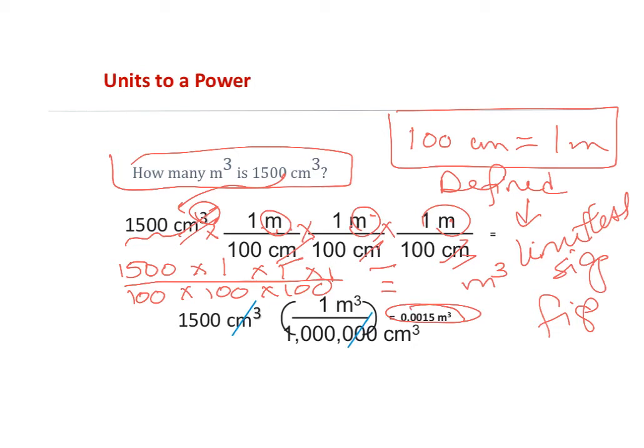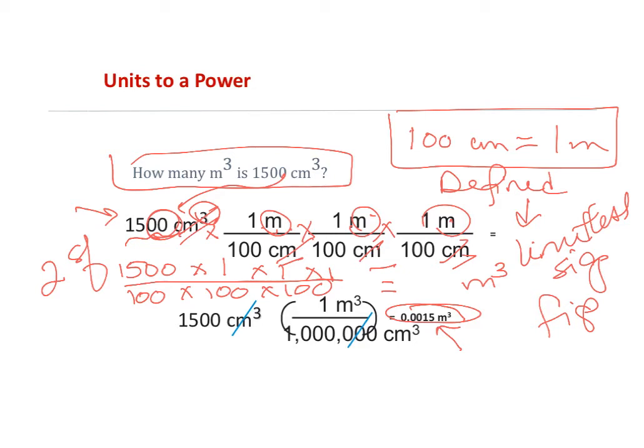Now, sig figs. How many sig figs does 1500 have? It has 2 sig figs, right? Trailing zeros at the end of a number are not significant unless there's a decimal point, and there's not. So you also need 2 sig figs for your answer.